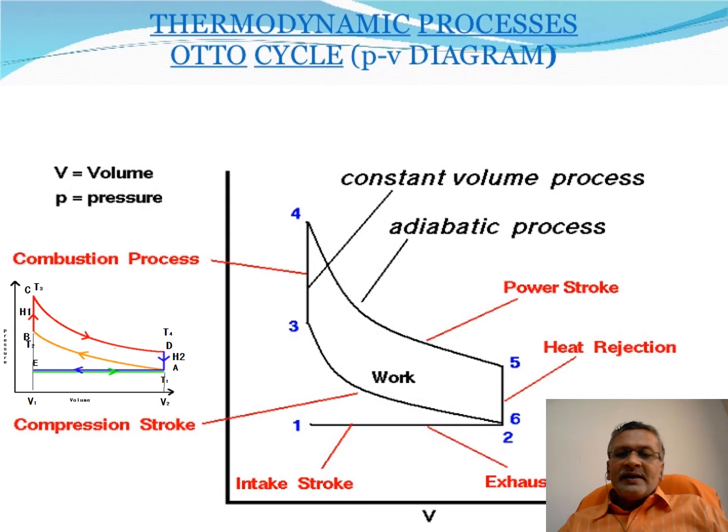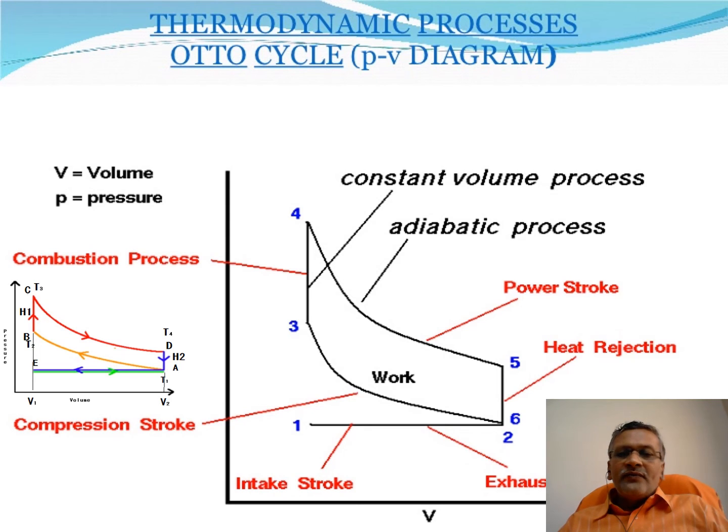And next is the compression stroke. It is 2 to 3. Here the volume will be compressed. The cylinder volume decreases, and ignition will just be on. Because of ignition, the temperature rises from 3 to 4. This process is at constant volume.